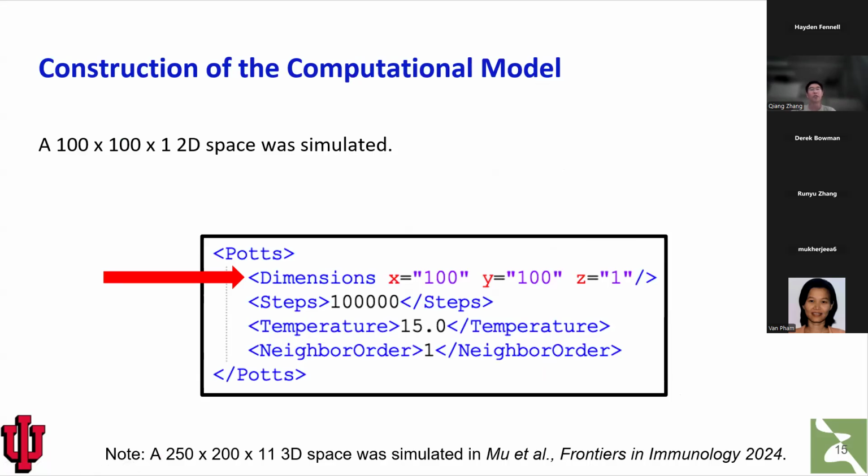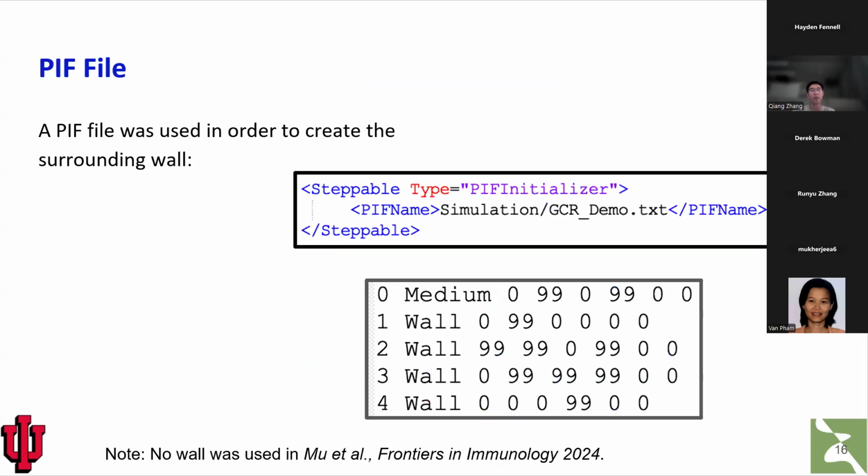Okay, so for this demo purpose, we're only doing a 2D space, so we're making this a 100 by 100 by 1 2D pixel space as defined in the XML file over here. In the actual simulation we did for the paper, we expanded that to 250 by 200 by 11 in 3D space. And also in this exercise, we're defining a rectangular wall. Actually, no, it's a square wall.